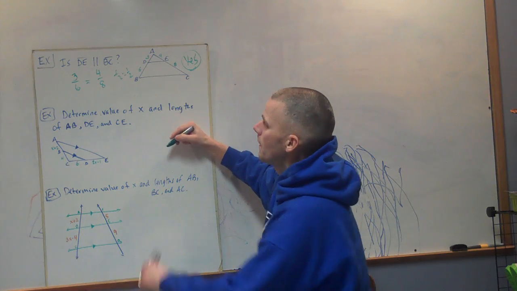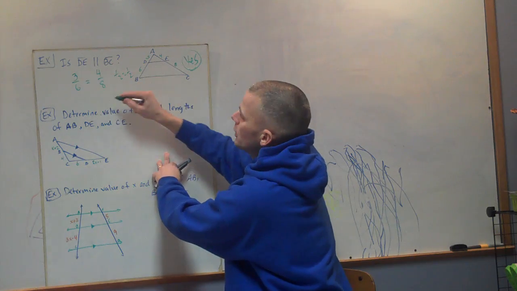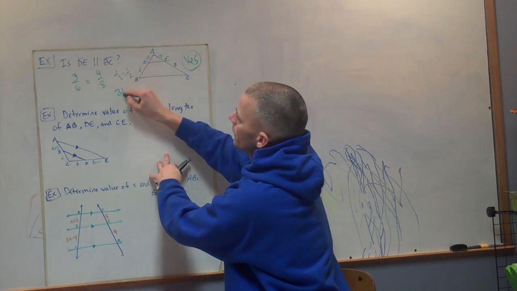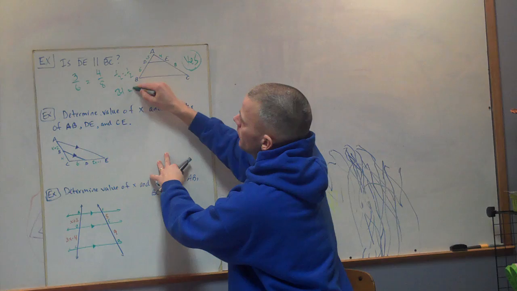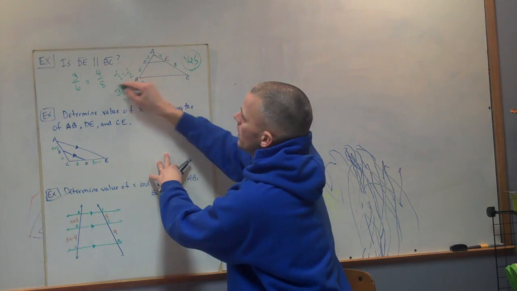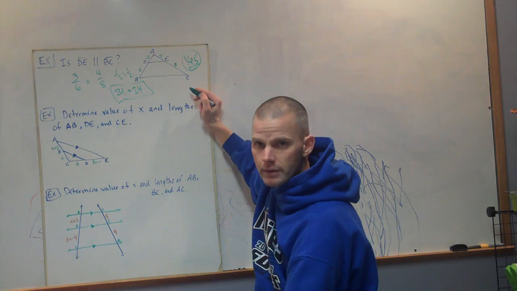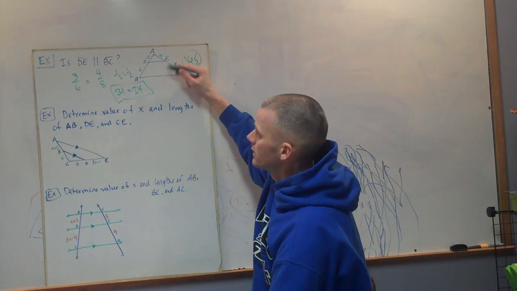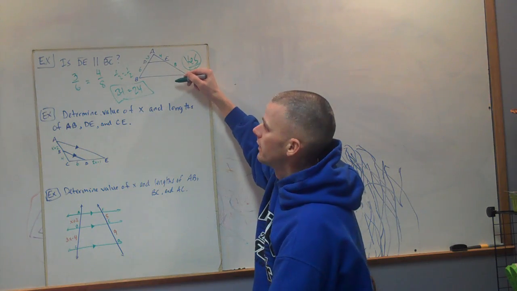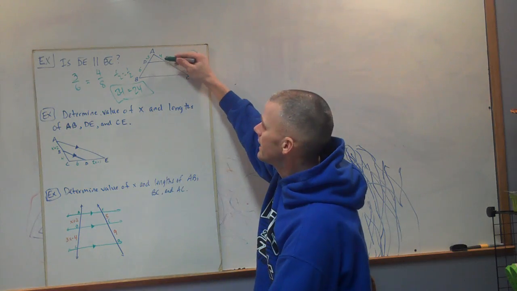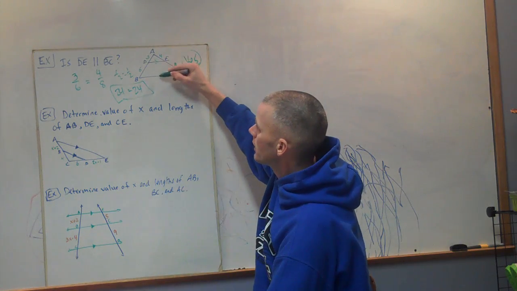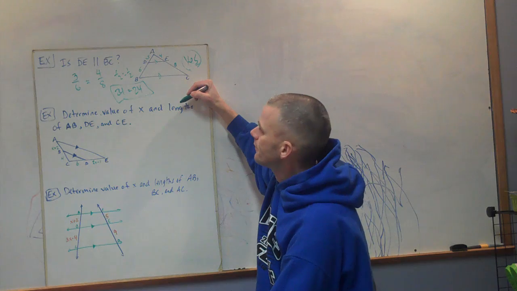Another way to go about it, go ahead and do the cross multiplication. 3 times 8, 24. 6 times 4, 24. And since my cross products are the same, I know that, yes, my segments are proportional, which means that those two segments, DE and BC, are going to be parallel. Alright?